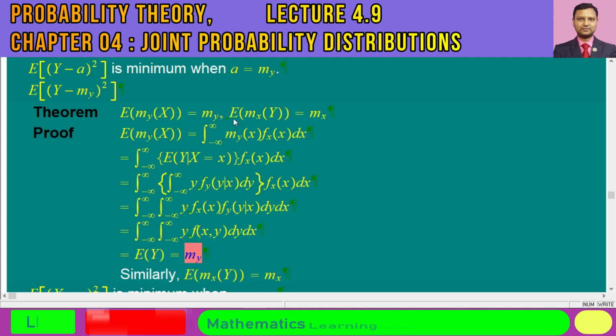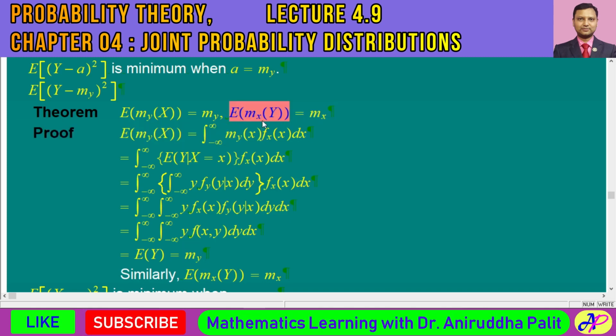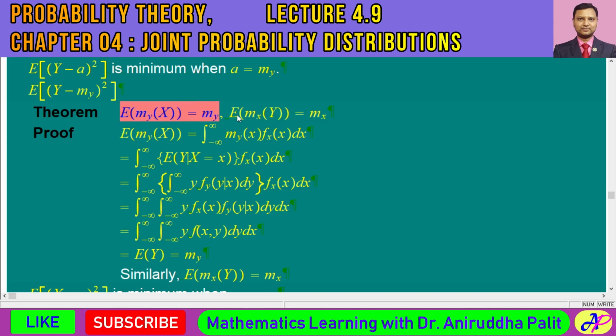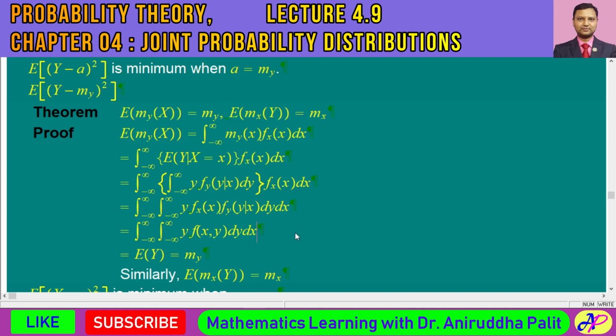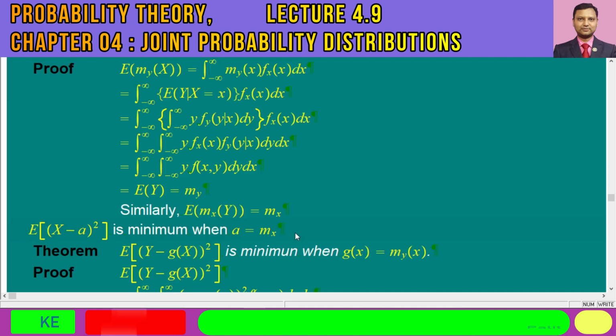All right. So we put this result that the expectation of mx of y is equal to mx. We put this result, the expectation of my of x is equal to my. We can also put this result, the expectation of mx of y is equal to mx. Okay, so this is one result.